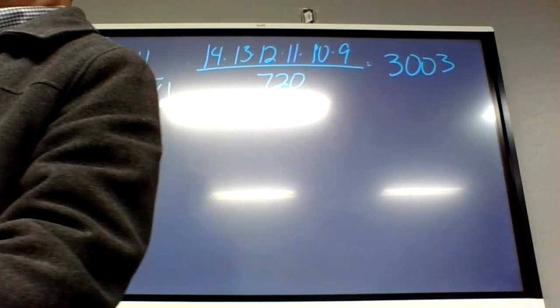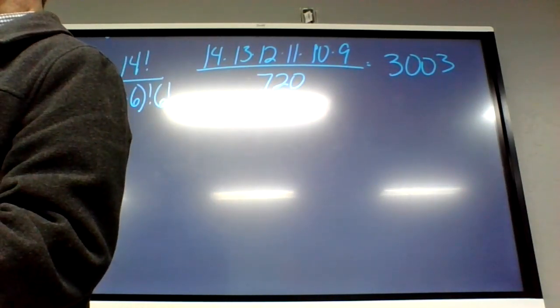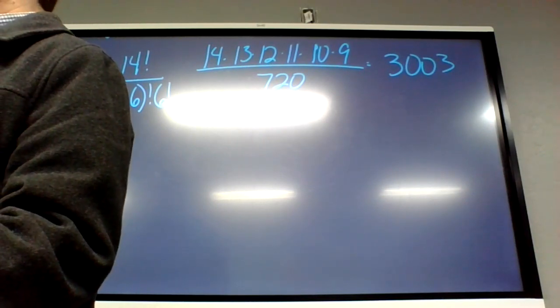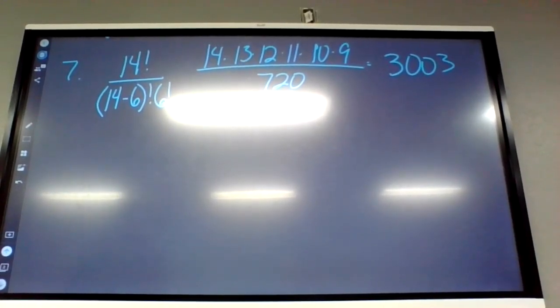Too big. And also, you can use your special buttons on the calculator, I don't care. You remember where the combination button on the calculator was? It's in one of the menus. NPR or NCR. Below the delete and clear button.